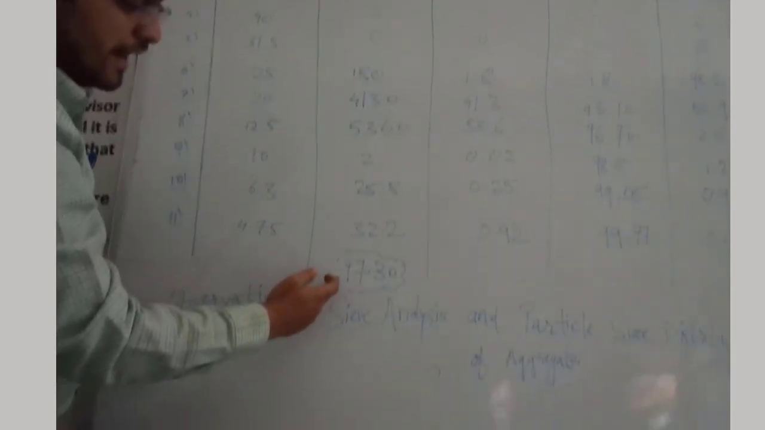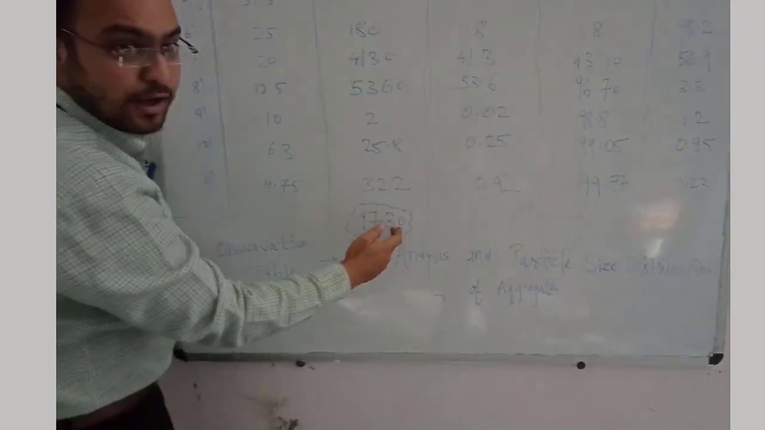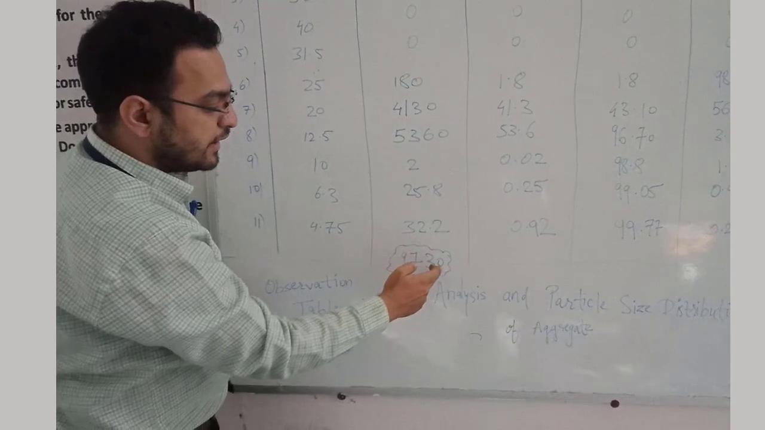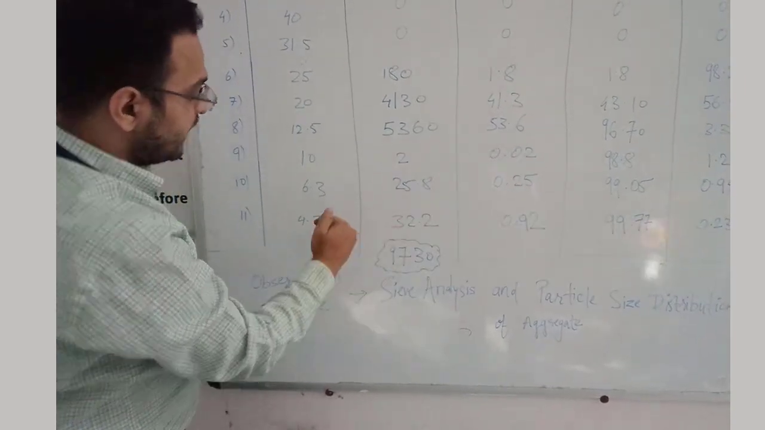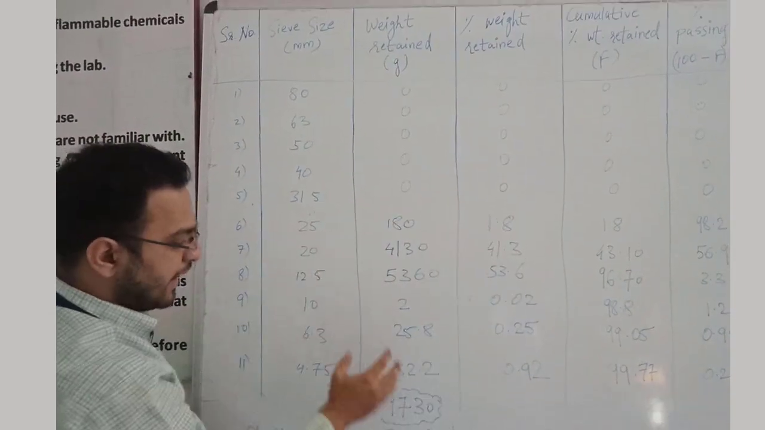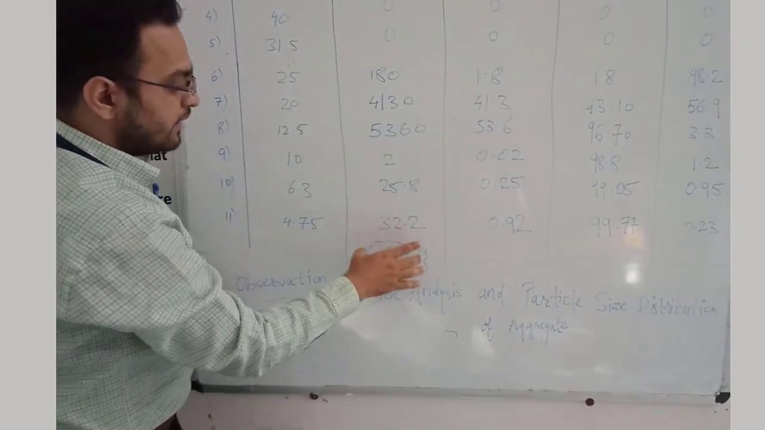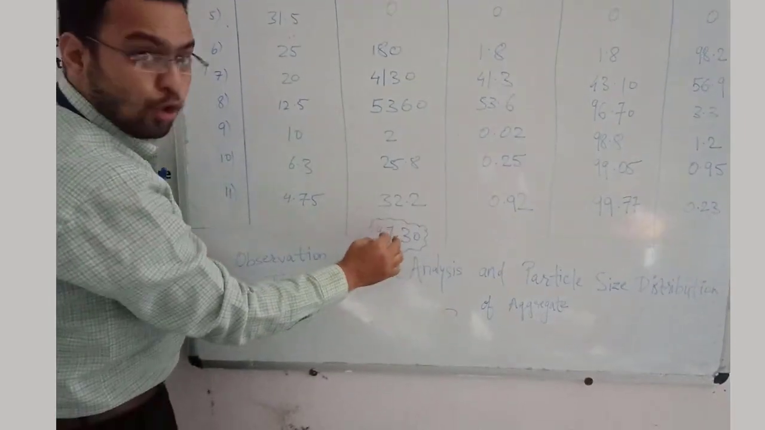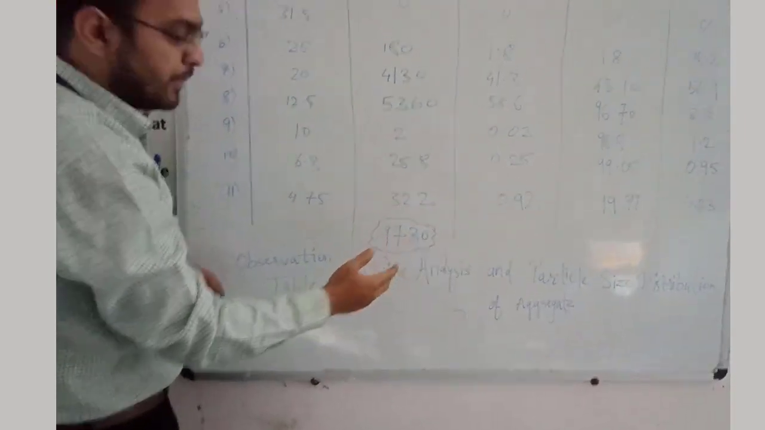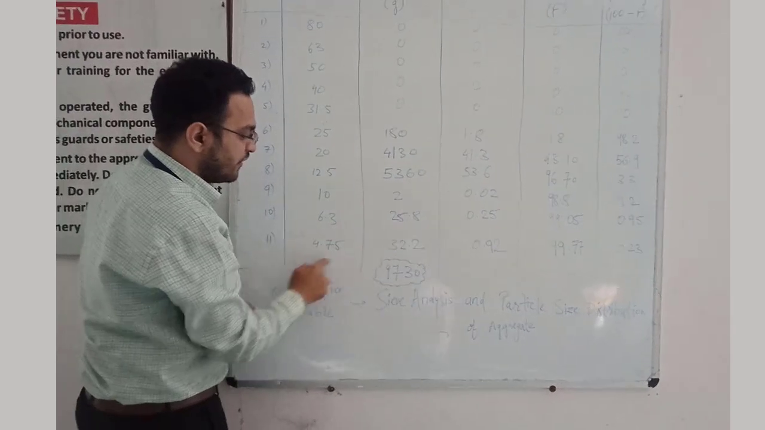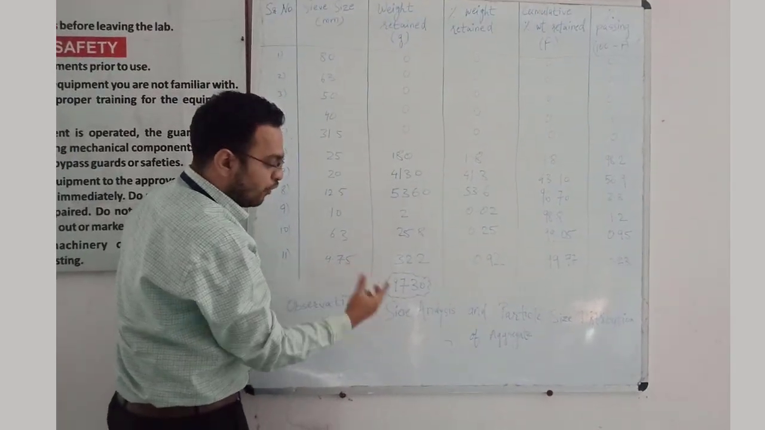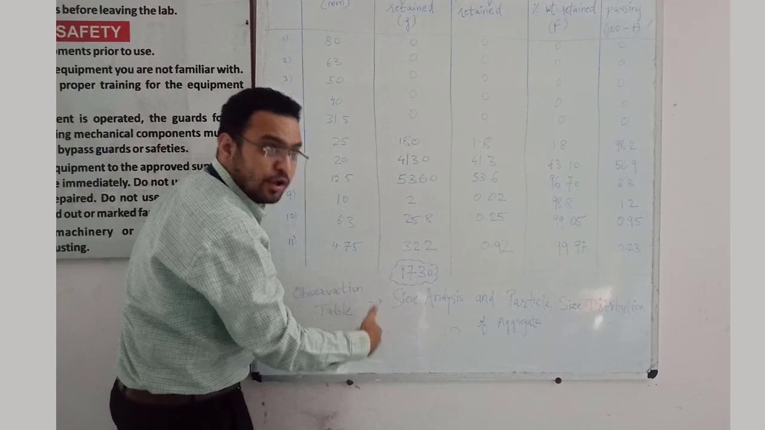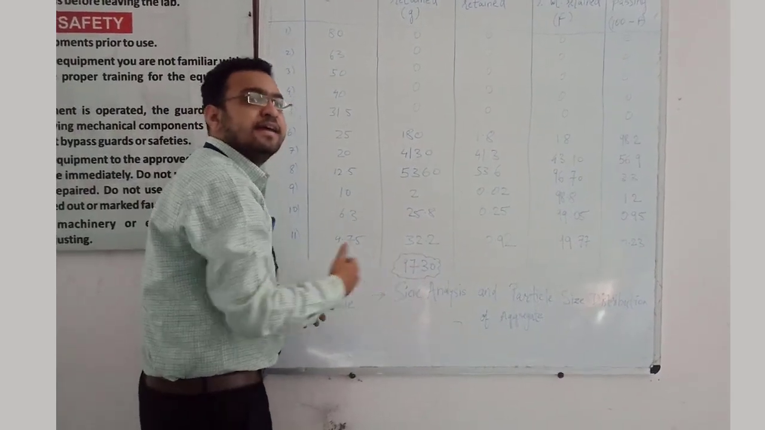So at last, if we do the addition of this column, it comes as 9730 grams. So 9730 gram sample was collected in all these sieves, and as I told you earlier, this much sample constitutes coarse aggregate, and the remaining sample which passed through this 4.75 mm sieve and was collected in the bottommost pan constitutes fine aggregate and sand.